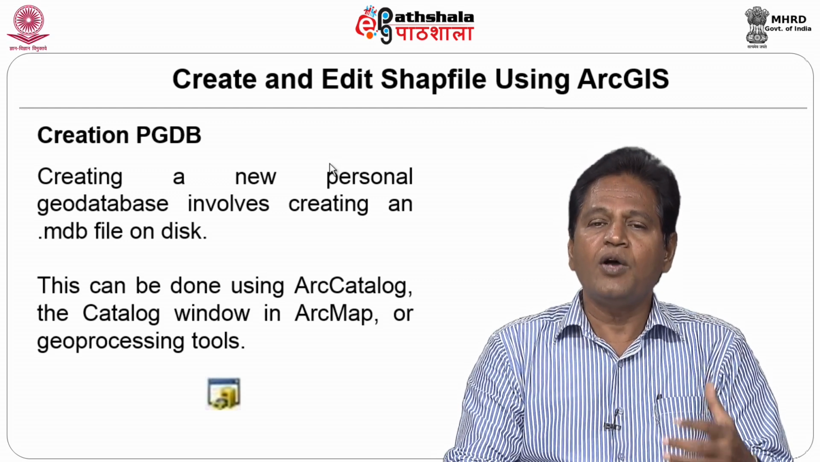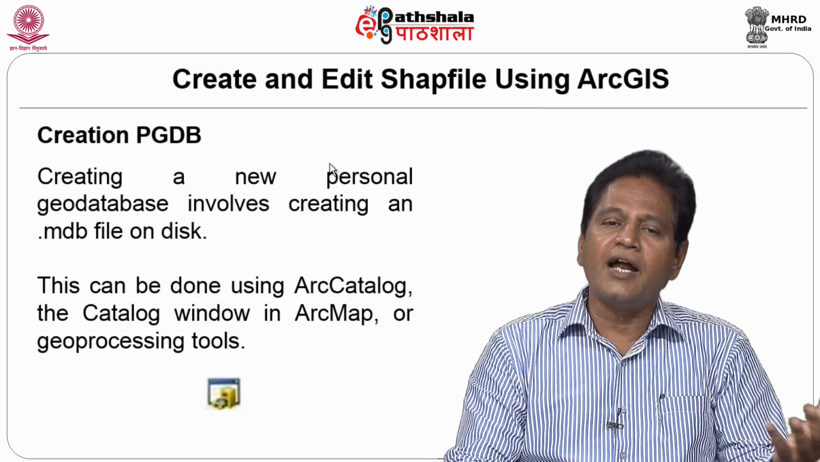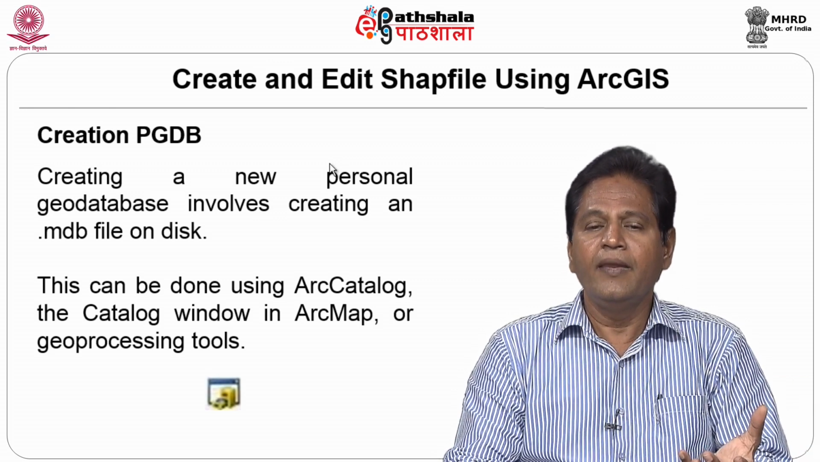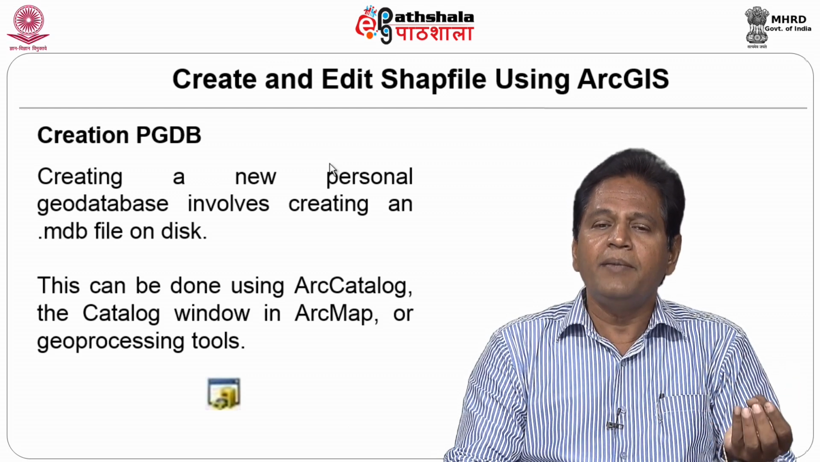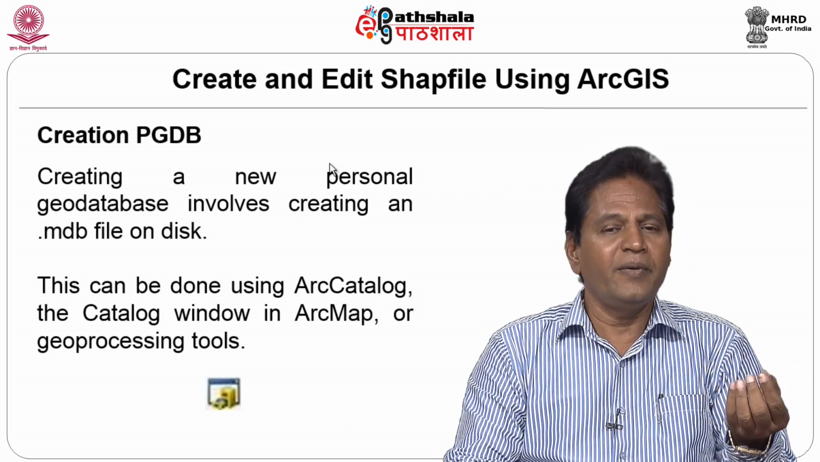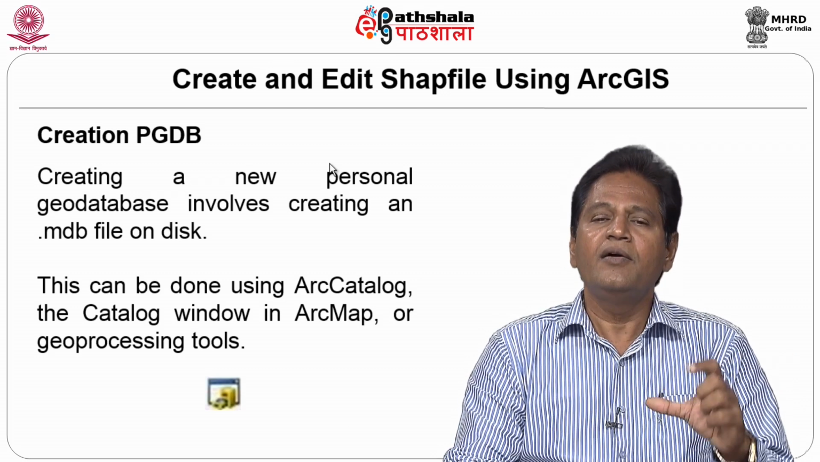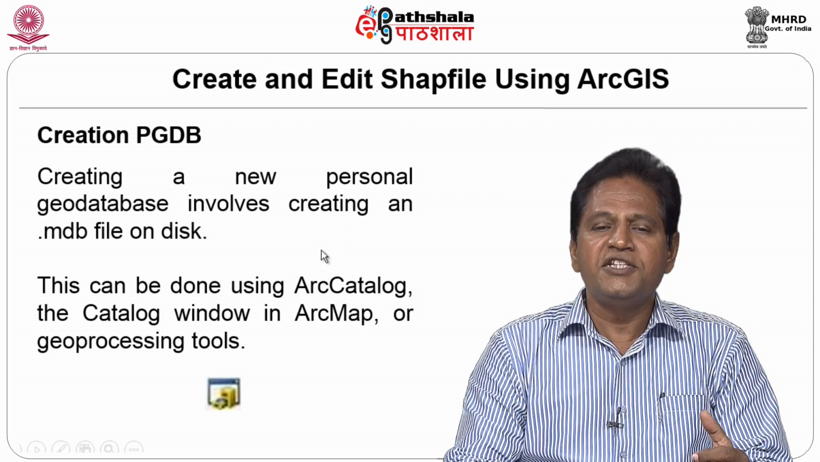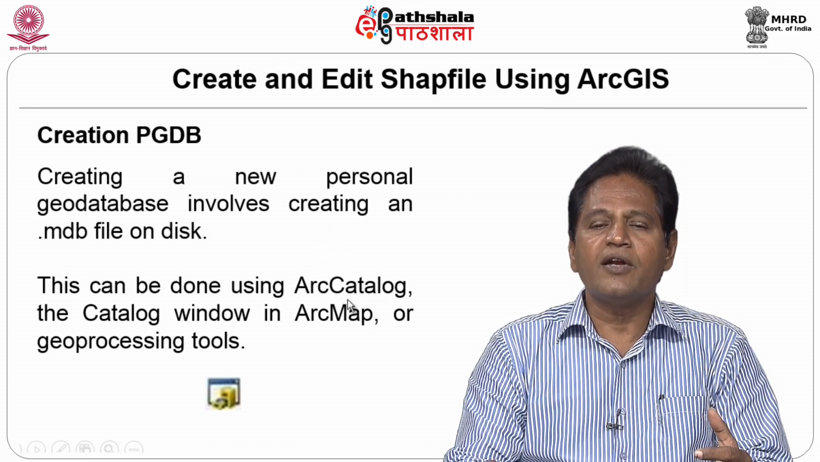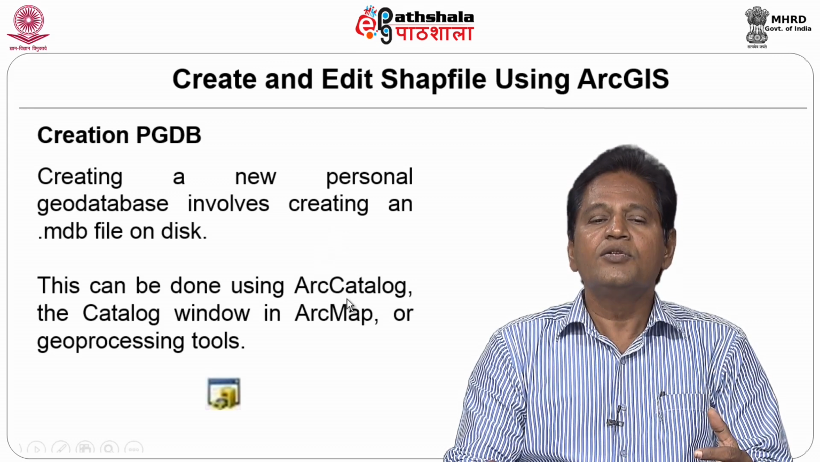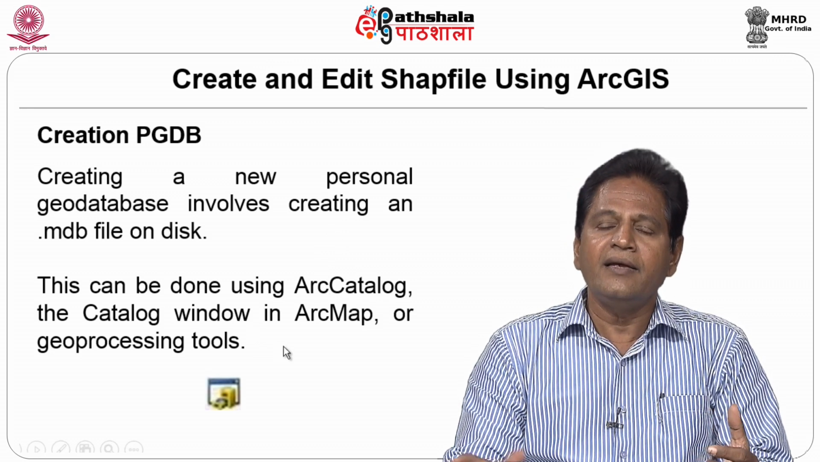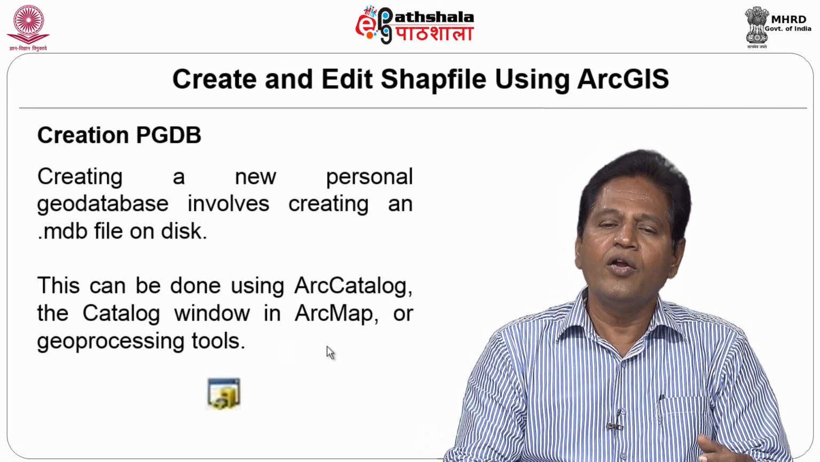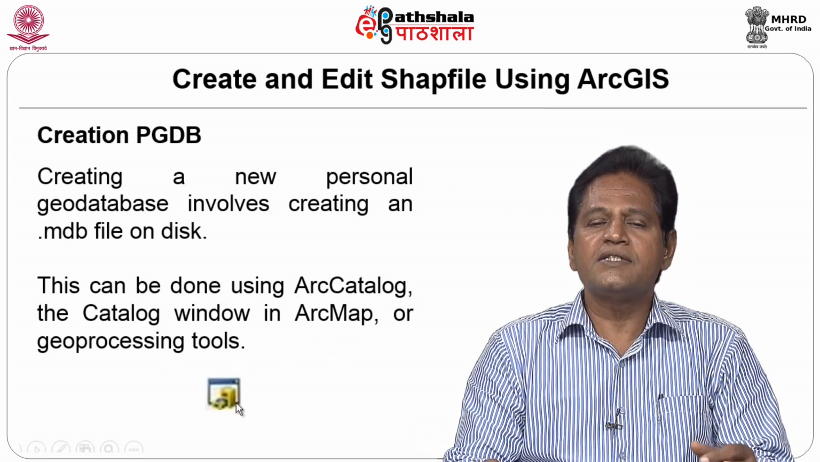What is it that you are supposed to do? How are you going to create it? Before starting the process of digitization, or converting the raster to vector, we are going to create a PGDB file. Either it could be an individual shapefile or a PGDB file. This PGDB has to be created in ArcGIS using what is called ArcCatalog. So, you will have to go to the ArcCatalog in ArcGIS ArcMap, or the ArcGIS tool, or you can also use the geoprocessing tool which is available here.